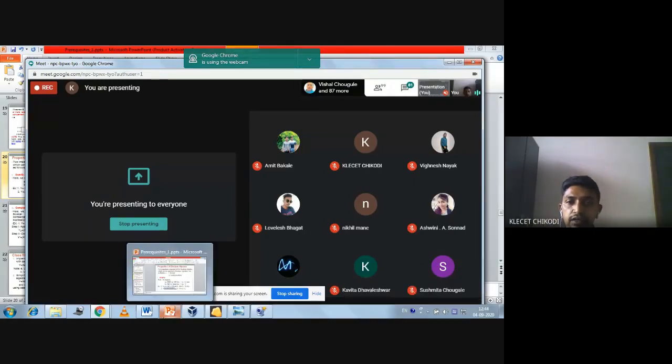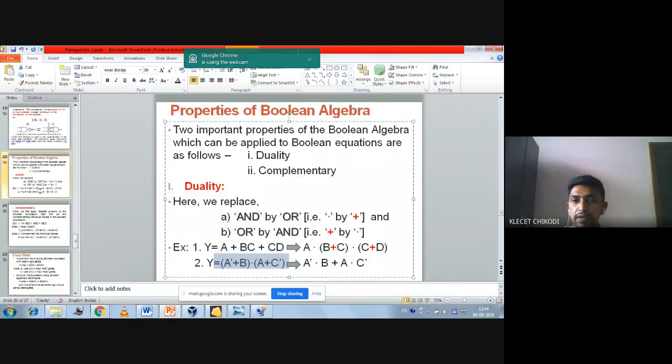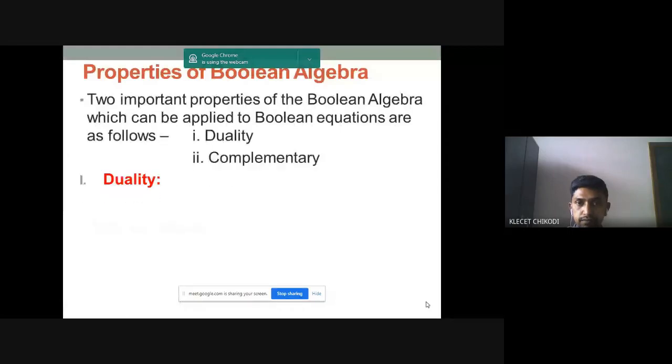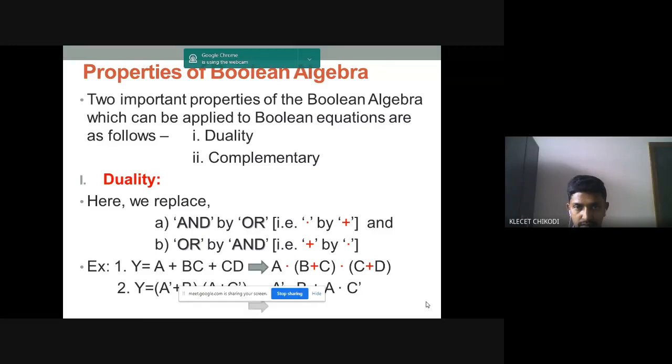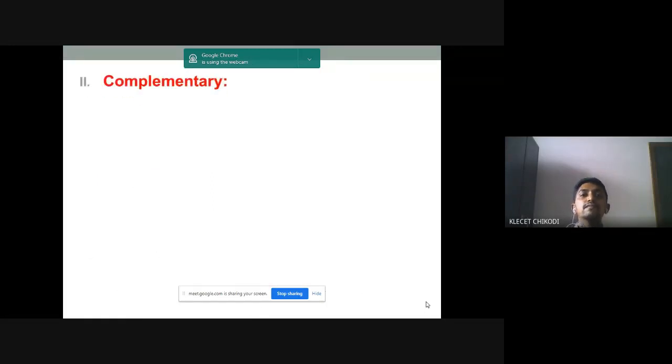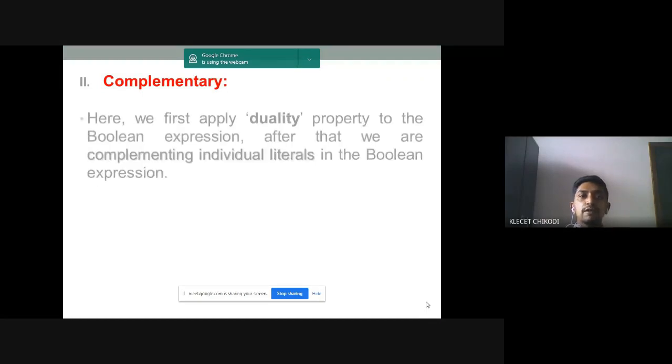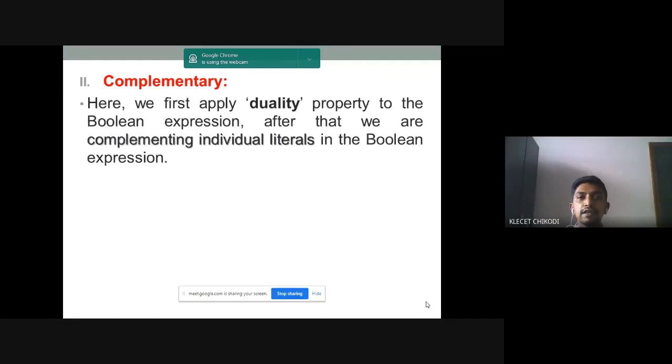Fine. We'll move further. So this is the duality property. Now we'll move with the complementary property. While applying the complementary theorem for the complementary property, the first step here is we have to apply the duality property only.